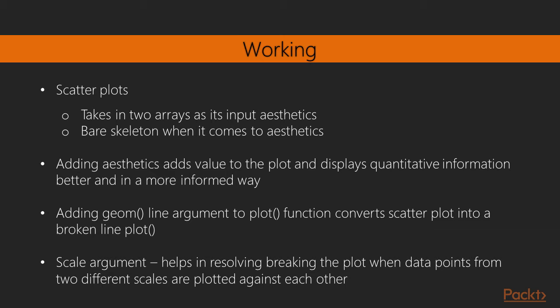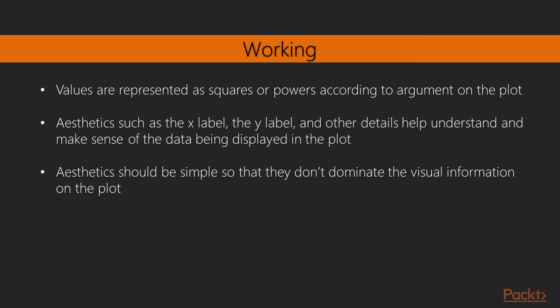Adding the Geom.line argument to the plot function converts the scatter plot into a broken line plot, which helps us understand the data trends and the spread of the data through the Geom.point argument in the plot function. When data points from two different scales are plotted against each other, the uneven nature of the numbers might break the plot, so the scale arguments help us deal with this issue. The values are represented as squares or powers according to the argument on the plot, which helps preserve the structure of the plot and represents the values better.